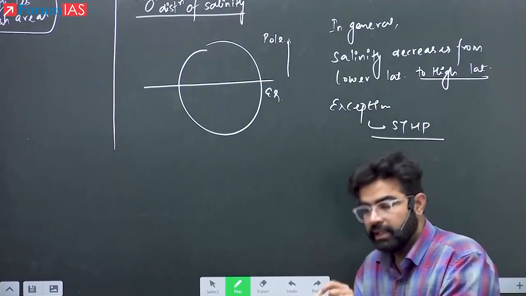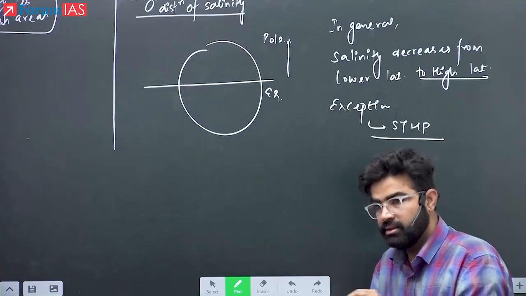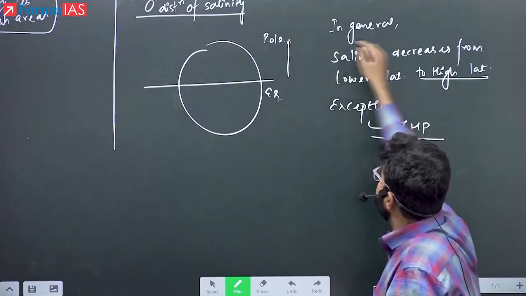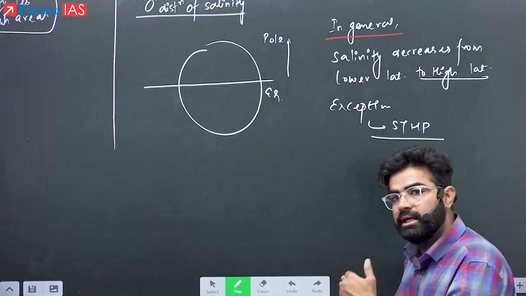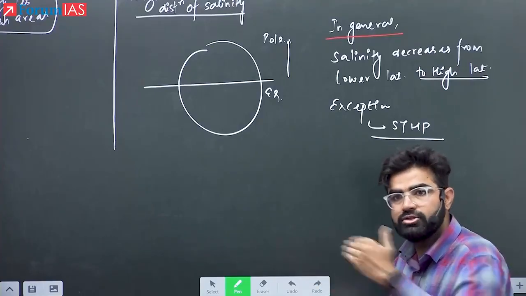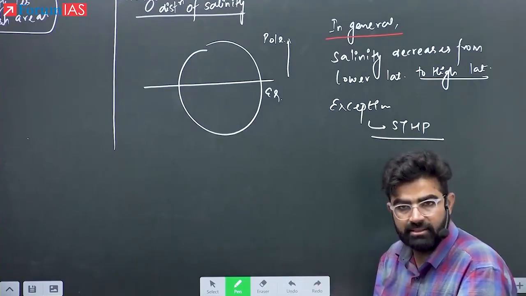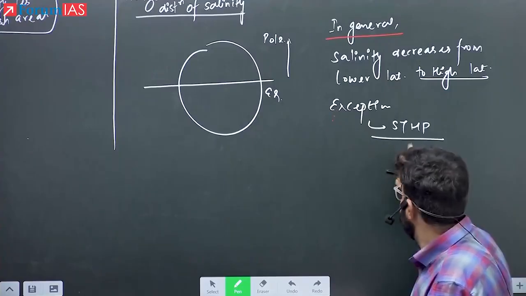See, in case of salinity, very high complexities are associated. There are so many things which are controlling salinity. I have written here in general, therefore. In general, we are considering only temperature and insolation as the factors now. The rest of the factors we are keeping at the back seat. So in general, this is the trend, except the STHP.